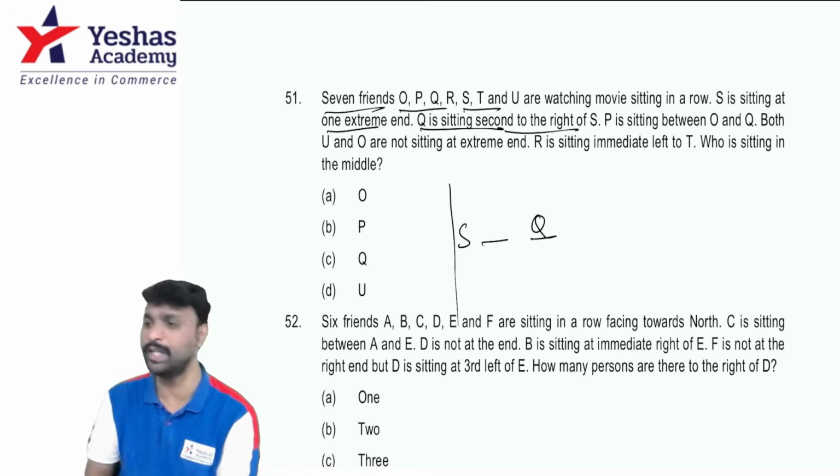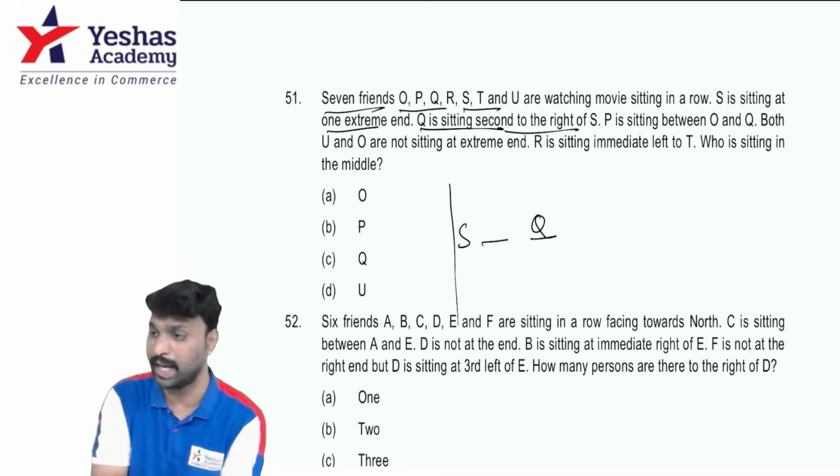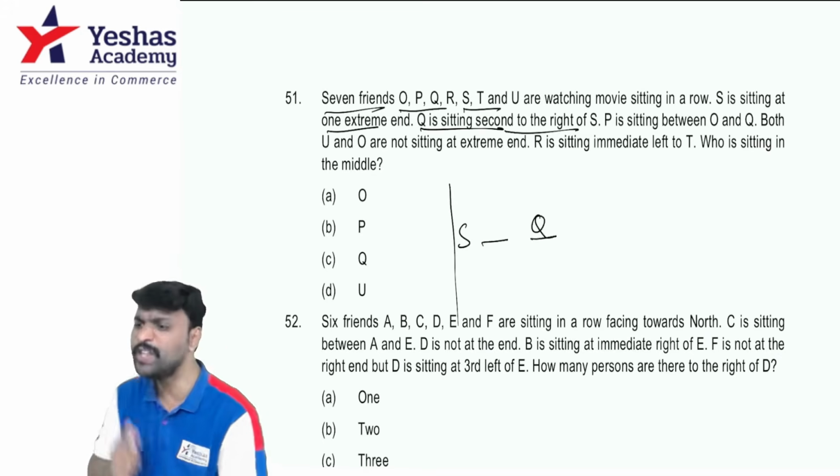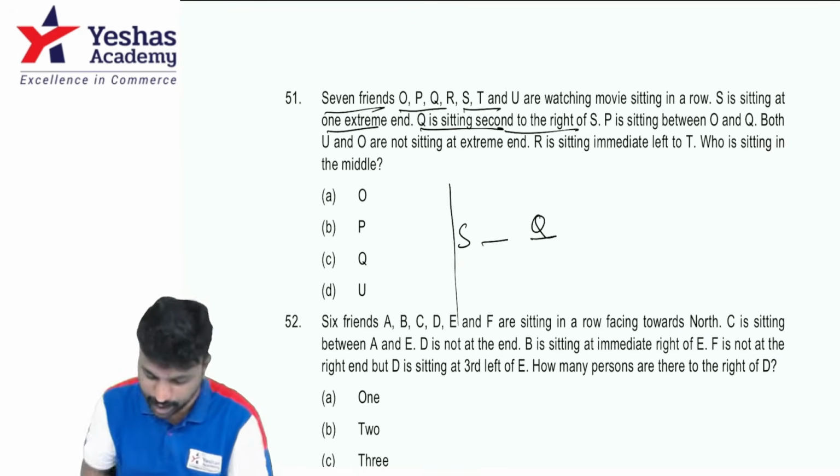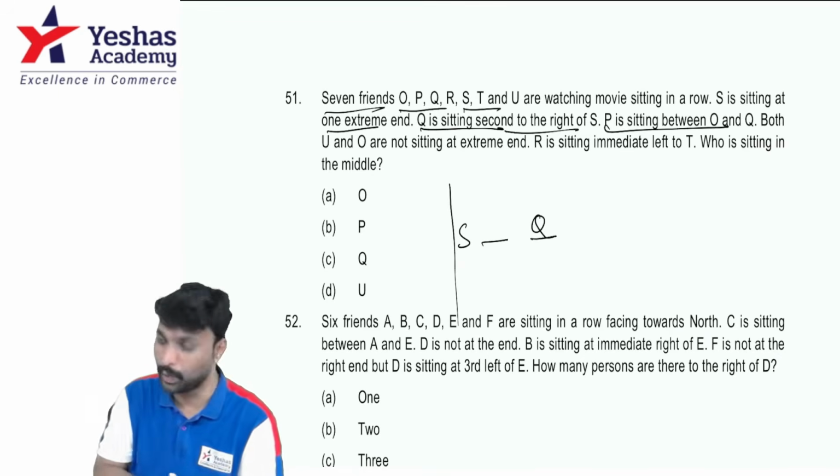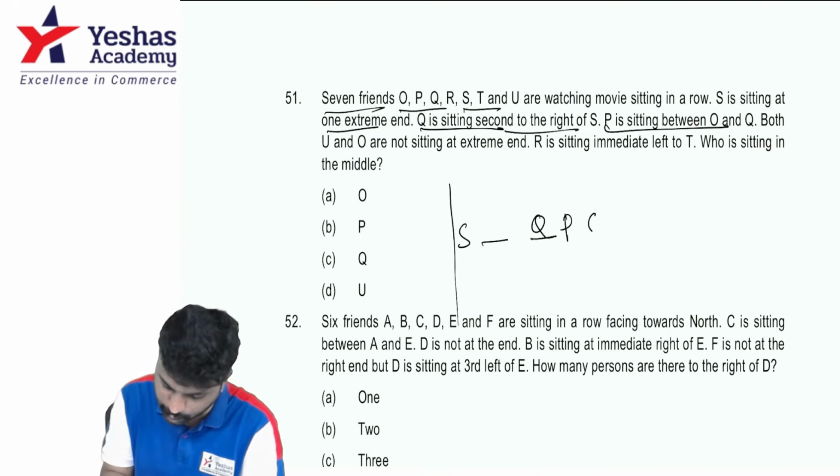That means there's no one to the left of S. S is only at the left extreme, right? Always find the statement connected to S and Q. Now, P is sitting between O and Q. Definitely P should be here and O should be here.